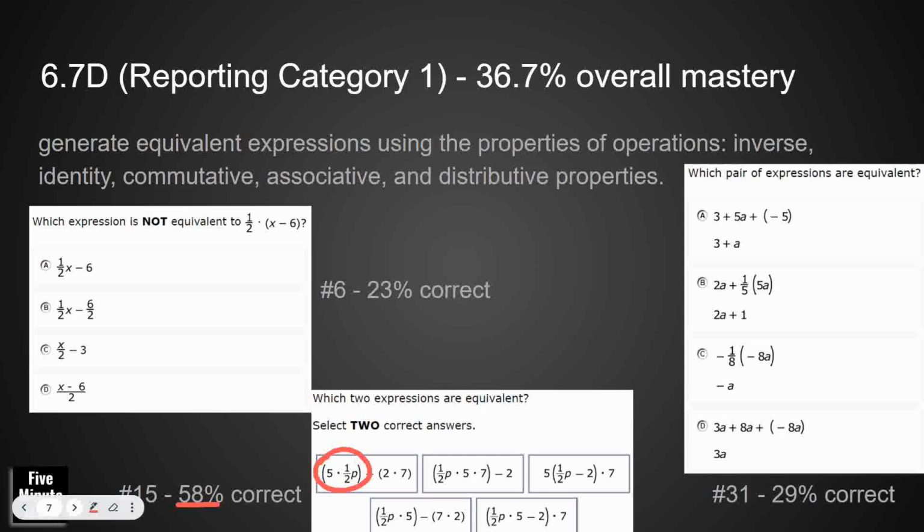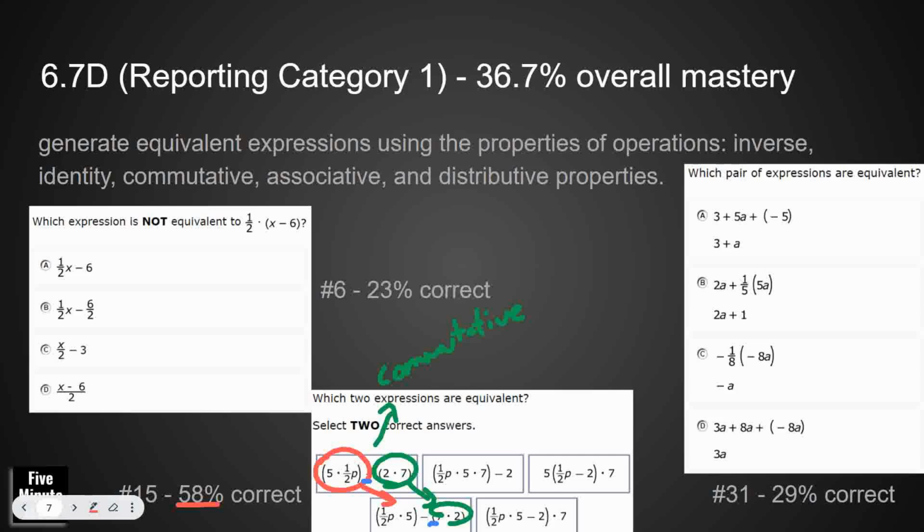5 times 1/2 p goes with this 1/2 p times 5. And then we're subtracting both, and that's fine. But then we're doing the 2 times 7, and that goes with the 7 times 2. So what this is really doing is really helping us understand the commutative property: when you have two different factors, you can switch the order, and the sum or the product does not change. You can multiply in any order, and you're good to go. So that was our easy one.